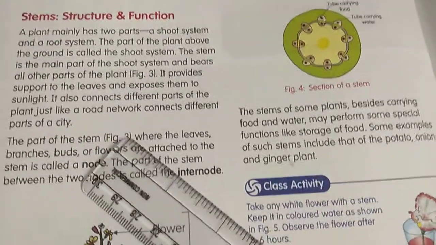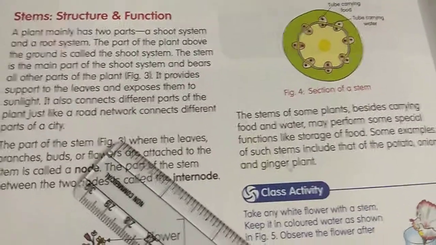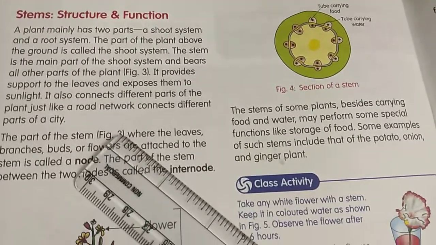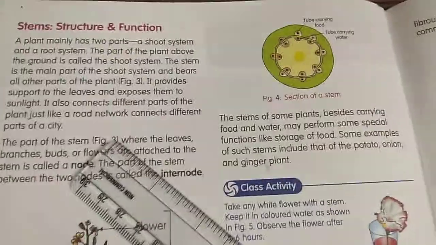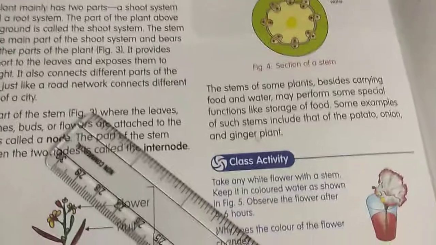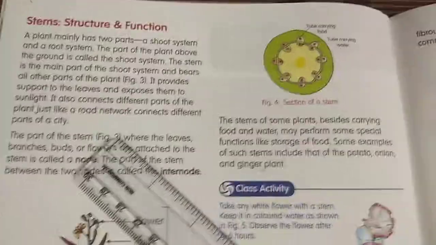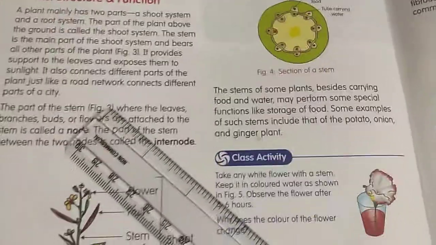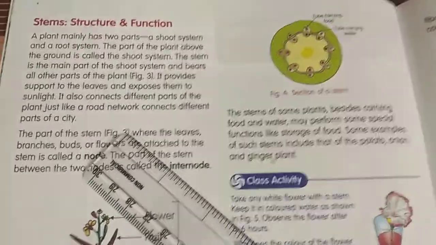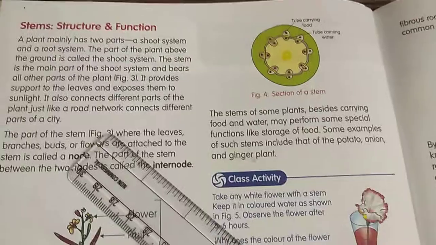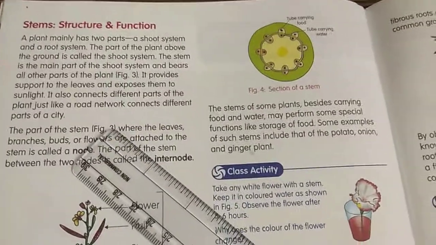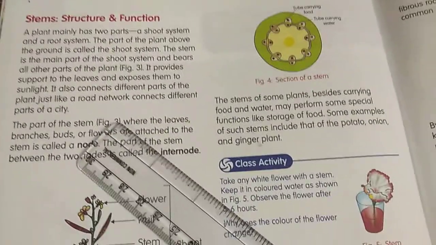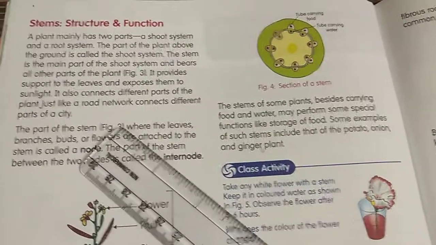Same way, when you take the plant, you can divide the plant into two systems. The upper portion which you can see above the soil level is called the shoot. Shoot means coming out. It is coming out of the soil and visible to our eyes, no? So that is called the shoot system. And the remaining part inside the soil is called the root system. We will see about the root system later. We will think about the shoot system now.